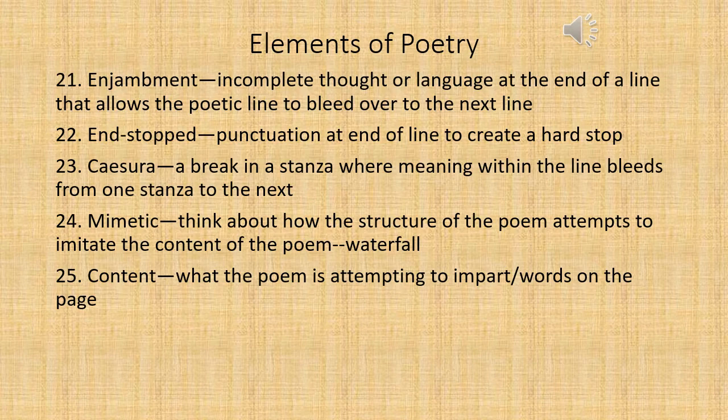23, caesura. A break in a stanza where meaning within a line bleeds over from one stanza to the next. So enjambment bleeds over from one line to the next. Caesura bleeds over from one stanza to the next. And Robert Creeley does that, and we're going to point that out in the next slide. Mimetic. Think about how the structure of the poem attempts to imitate the content of the poem.